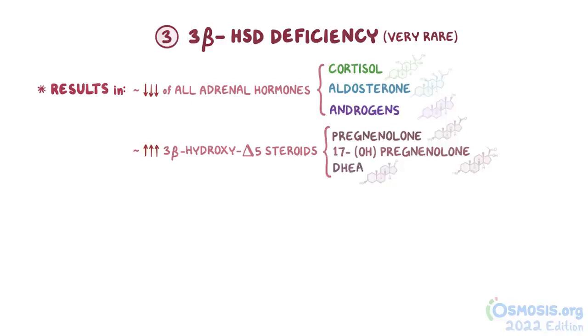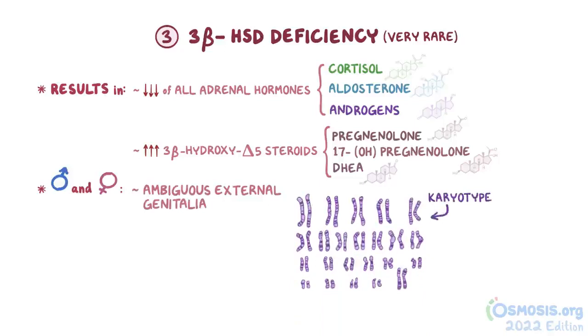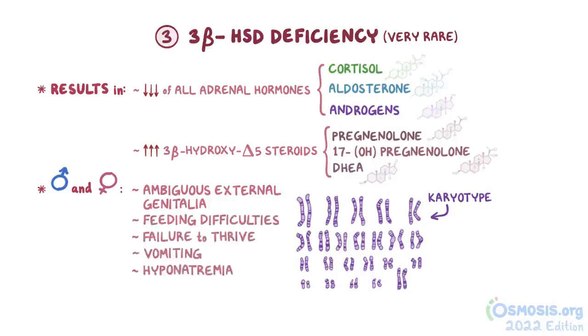With 3-beta-hydroxysteroid dehydrogenase deficiency, both male and female infants are born with ambiguous external genitalia, so a karyotype should be done to confirm the genetic sex of the infant. Similar to 21-hydroxylase deficiency, infants have clinical manifestations of both cortisol and aldosterone deficiency, like feeding difficulties, failure to thrive, vomiting, hyponatremia, and hyperkalemia.